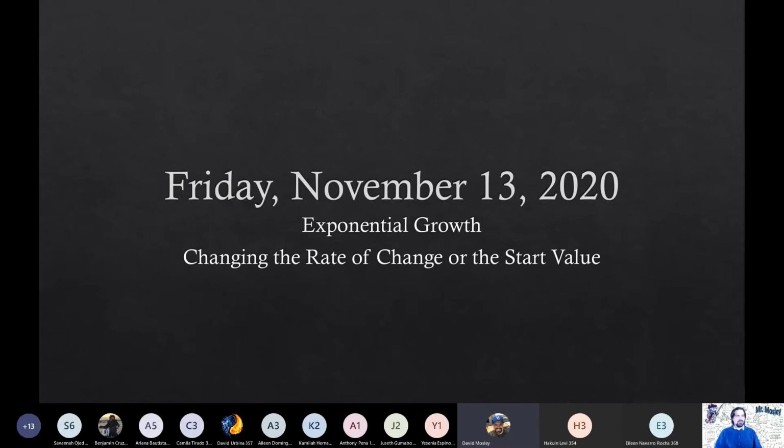It is Friday, November 13th, 2020. We are continuing with our look into exponential growth. Today we're going to look at what happens when you change the rate of change or the start value in an exponential growth scenario.